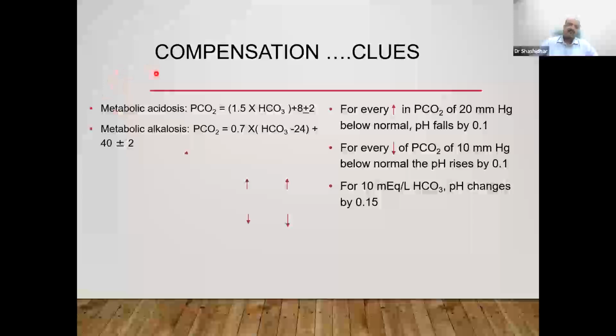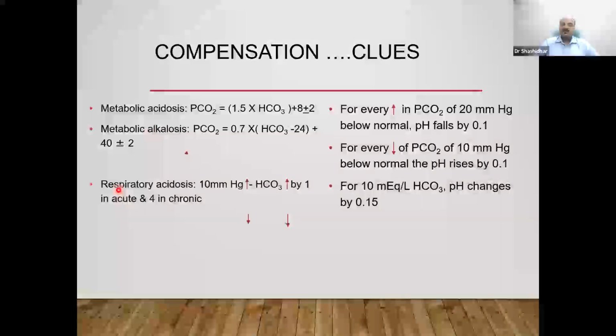Similarly, you have another formula for metabolic alkalosis. If you have diagnosed a metabolic alkalosis, the expected PCO2 is given by 0.7 into delta bicarb plus 40, plus or minus 2. If you do this, then you will get to know the expected PCO2. If it's within this range, that means it's just a compensation, nothing to worry about a respiratory disorder. For a respiratory acidosis and alkalosis, we don't have simple formulae like this. You have to remember the proportional change in bicarb and CO2.